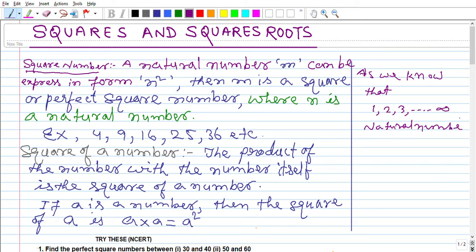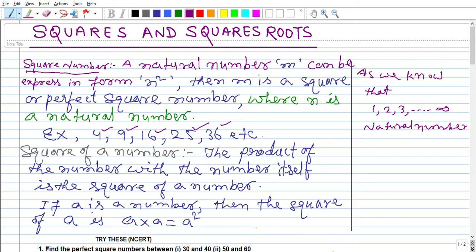Example: 1, 2, 3, 4, whatever. Come again to the point. Perfect square numbers: 4 is a perfect square number, 9 is a perfect square number, 16 is a perfect square number, 25, 36, etc. What is the square of a number? The product of the number with the number itself is the square of a number.